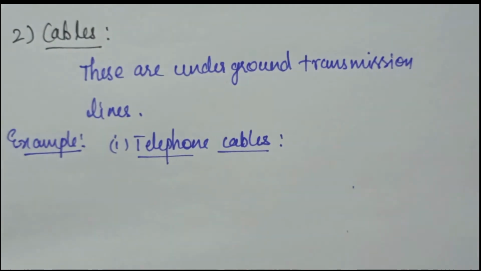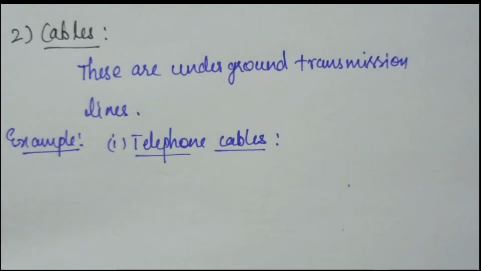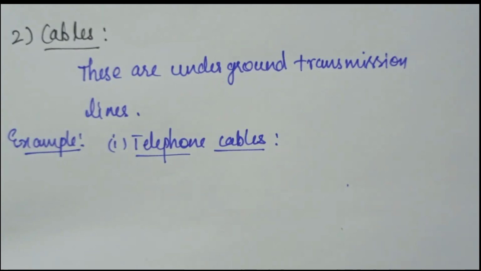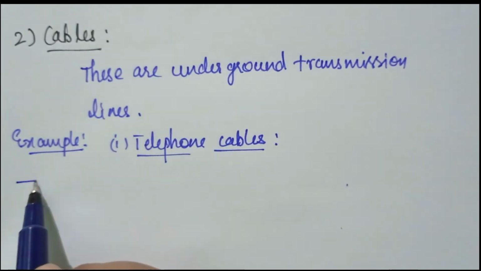Next we will see the second type, cables. These are underground transmission lines. Examples are telephone cables and electrical transmission cables. Let us discuss telephone cables. It nearly consists of hundreds of conductors.